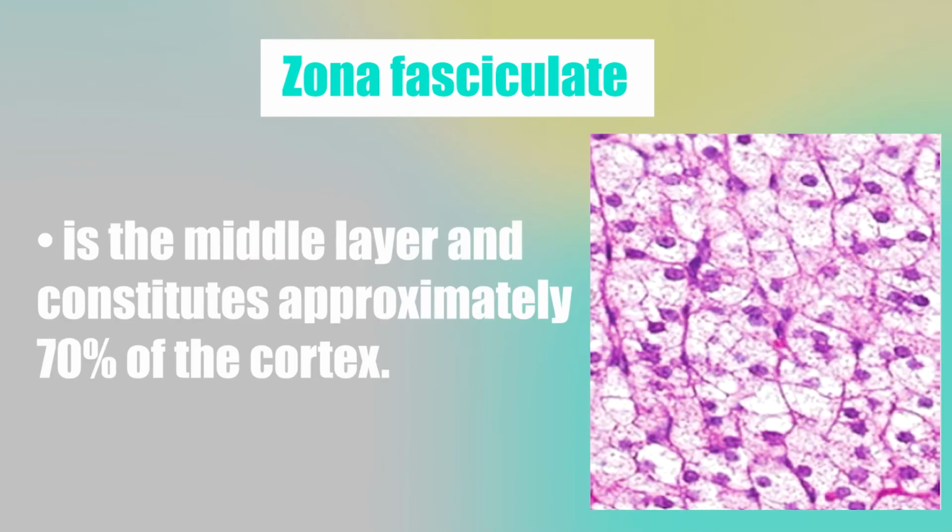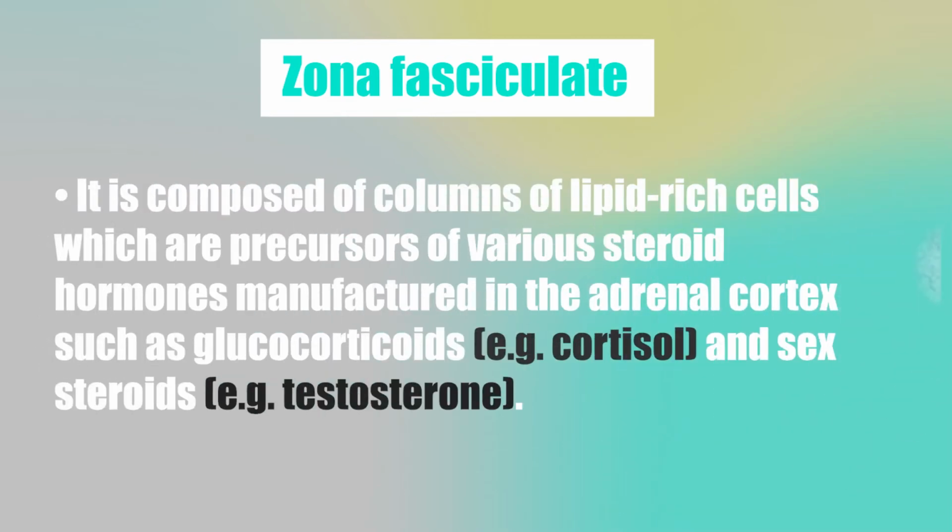2. Zona fasciculata is the middle layer and constitutes approximately 70% of the cortex. It is composed of columns of lipid-rich cells which are precursors of various steroid hormones manufactured in the adrenal cortex, such as glucocorticoids, for example cortisol, and sex steroids, for example testosterone.